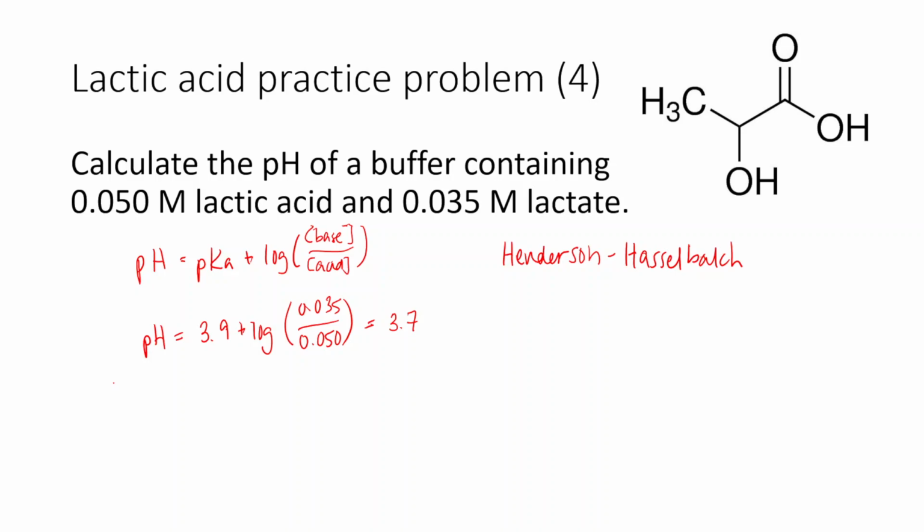Does anybody know why the pH of our solution is below the pKa? Our pH is 3.7. Our pKa is 3.9. So how did that happen? How did we get a low pH? Yeah, exactly right. We have more lactic acid in here than we have lactate. So we have more extra protons in our solution, and we have a lower pH. You have a question?